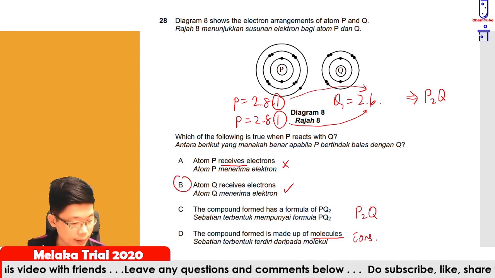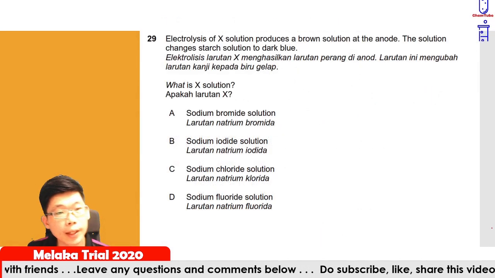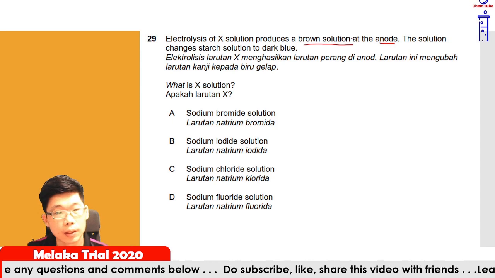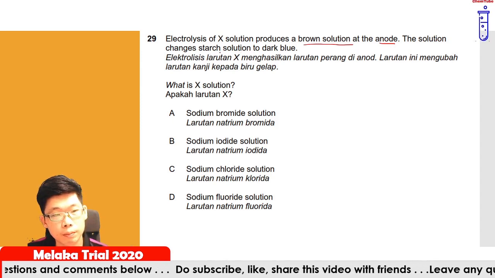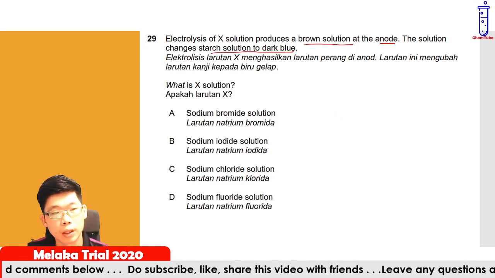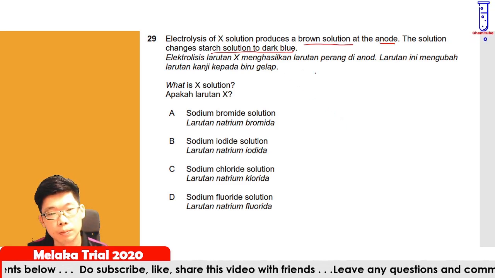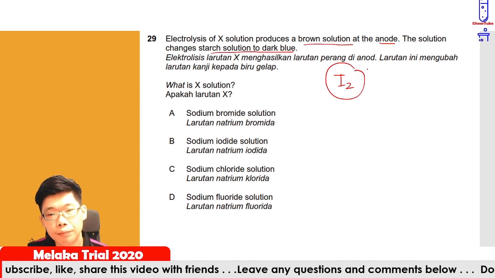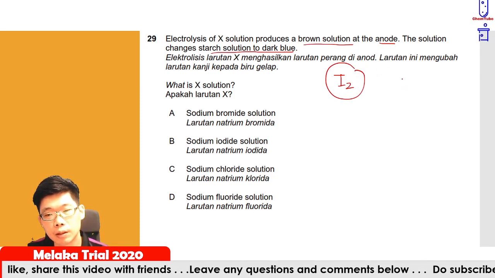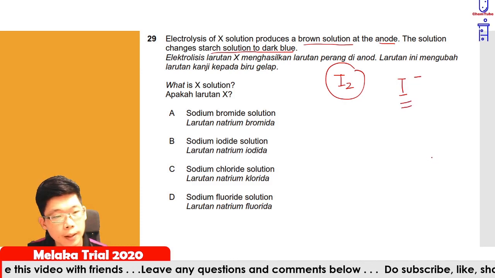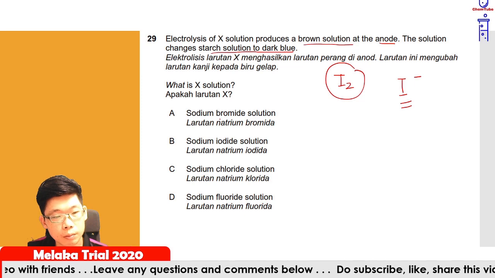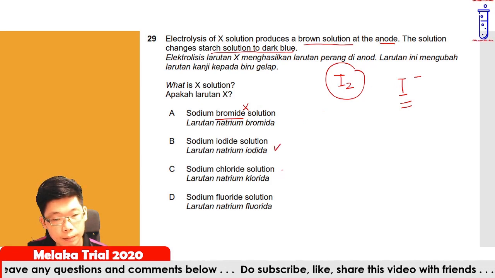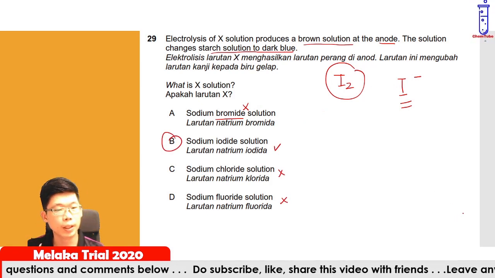So B is the answer. 28. Electrolysis of X solution produces a brown solution at the anode. The solution changes the starch solution to dark blue. Okay, if you know that starch solution turns blue means iodine. Iodine at the anode, meaning that it needs to select the iodide ions to be discharged. So what is the possible X solution? Bromide is not, because we need to find the iodide actually. Iodide. So B is the answer.